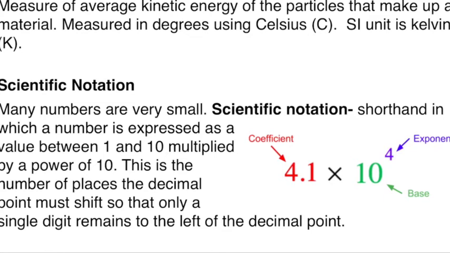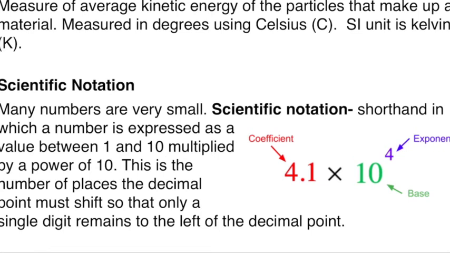Or in the case of this example, 4.1 times 10 to the 4. So 10 to the 4 is 10 times 10 times 10 times 10. So the exponent is how many times 10 is multiplied by itself, multiplied by the coefficient, 4.1. That means you're going to have 41,000. That would be how you do something large.